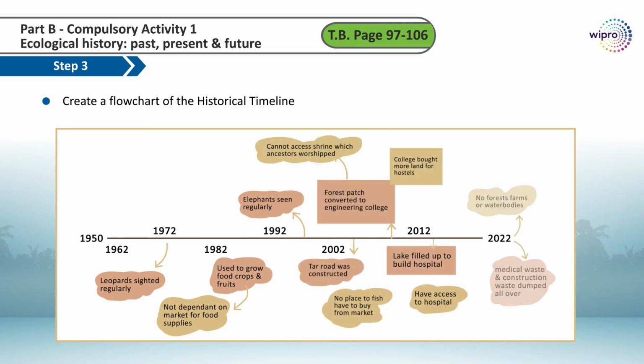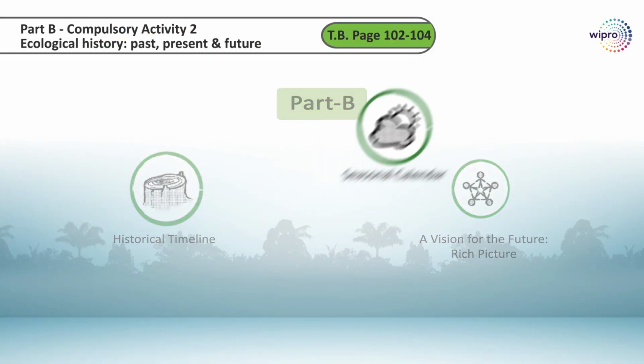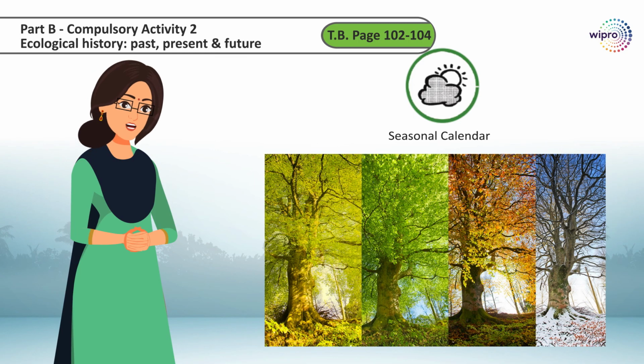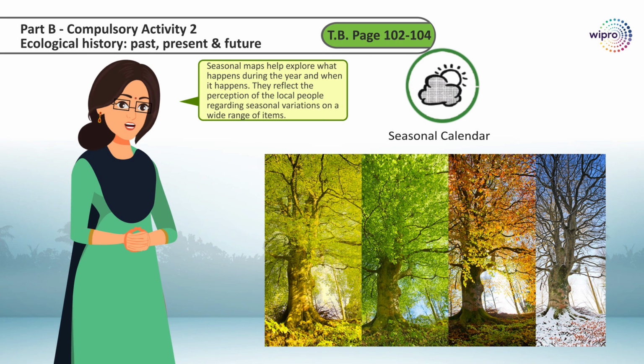Use additional space to write down the effects these events have had on the local ecosystems and communities. The second activity is about the seasonal map. Seasons are an integral part of biodiversity. Seasonal maps help explore what happens during the year and when it happens. They reflect the perception of the local people regarding seasonal variations on a wide range of items.